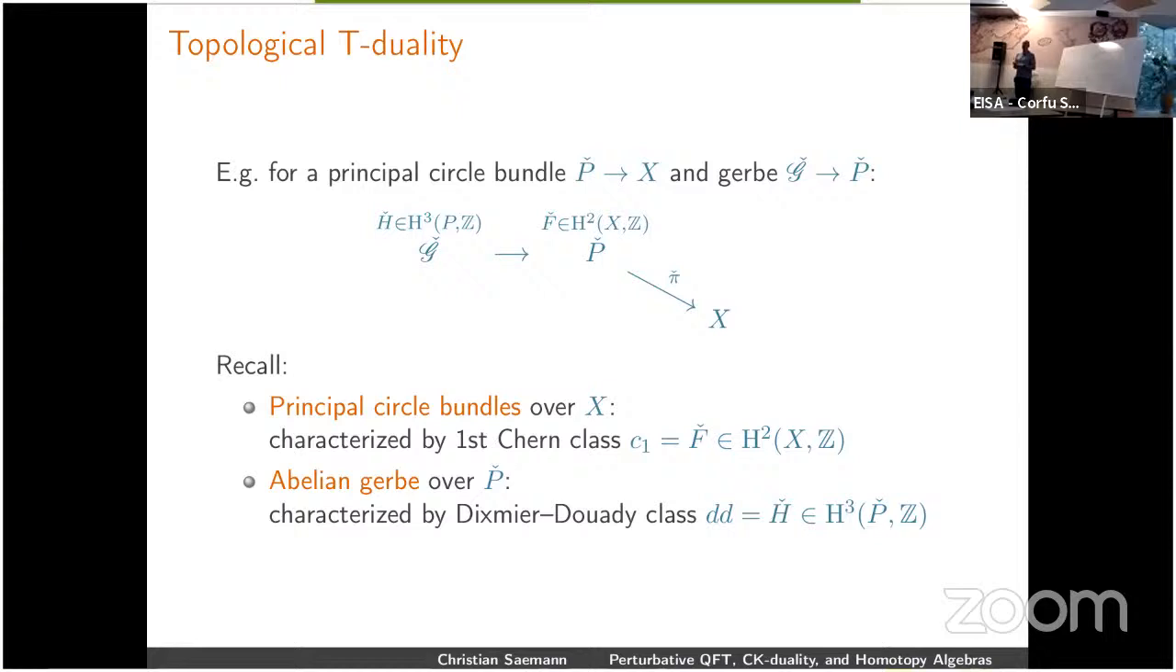that actually arise from non-trivial topology. And the story goes as follows. So here we have our Riemannian manifold. We have the principal circle bundle over it, and we have a gerbe sitting on top of that principal bundle.